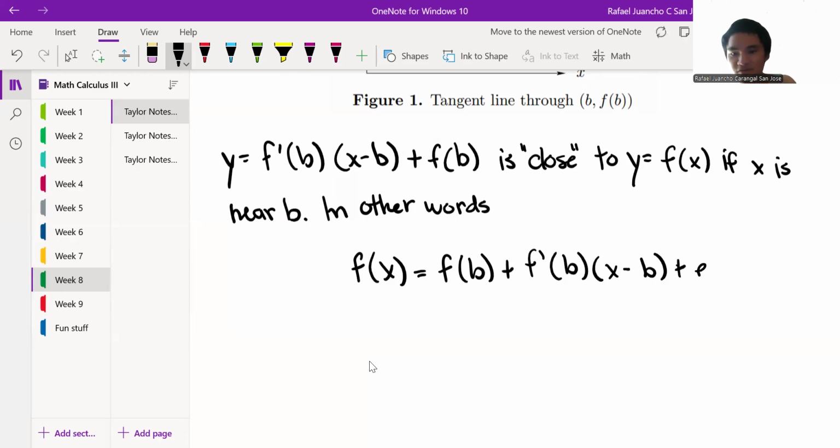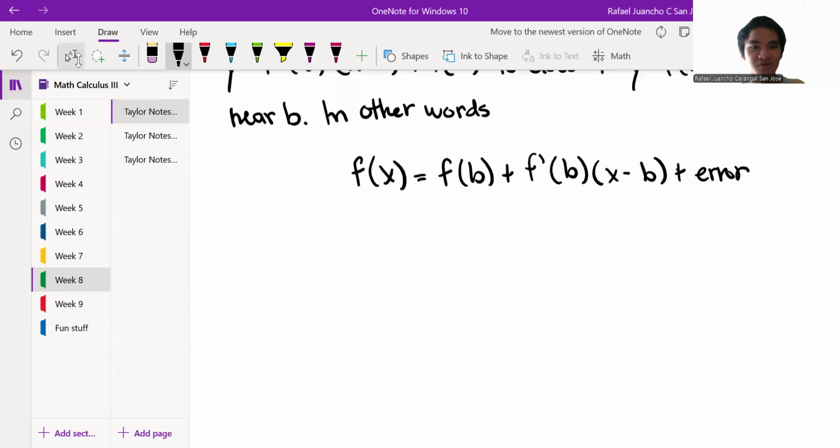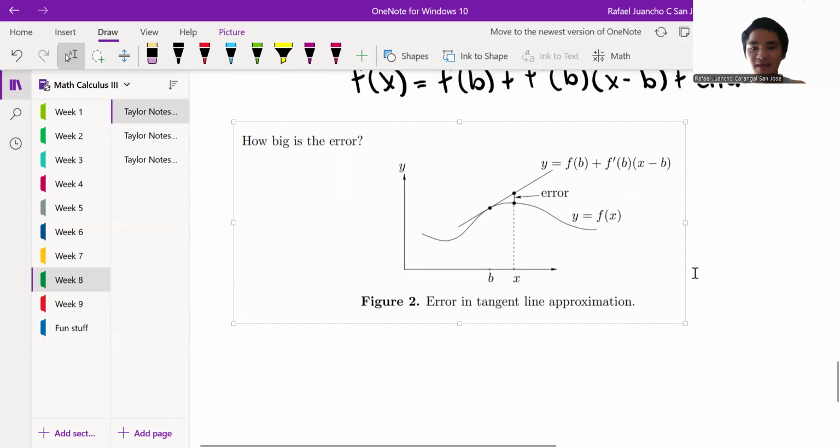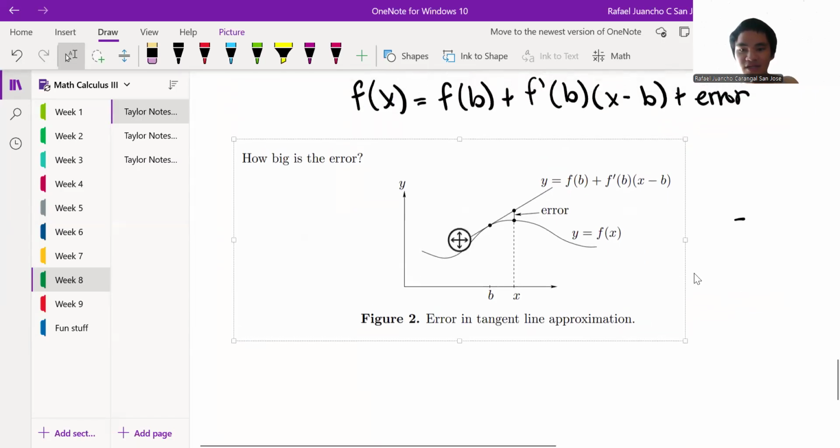But we have to include some error. Now, the question here is, how big is the error? I'm just going to share the graph because the way they drew it was pretty good. So how can we quantify how severe that error is? Well, it's this one right here. Say this was the tangent line, right?